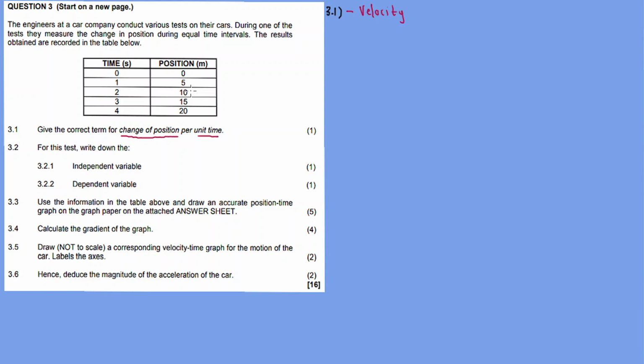Velocity is calculated using displacement. Speed is calculated using distance. So the change in position is basically displacement. In questions like these on mechanics, know how to define velocity, acceleration and displacement as well. Now for 3.1 our answer is velocity.